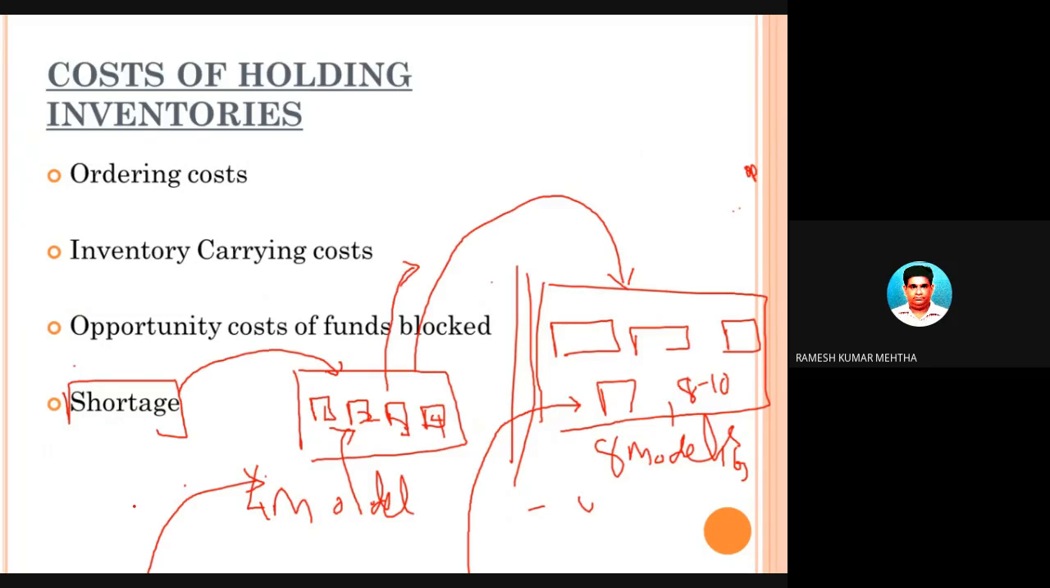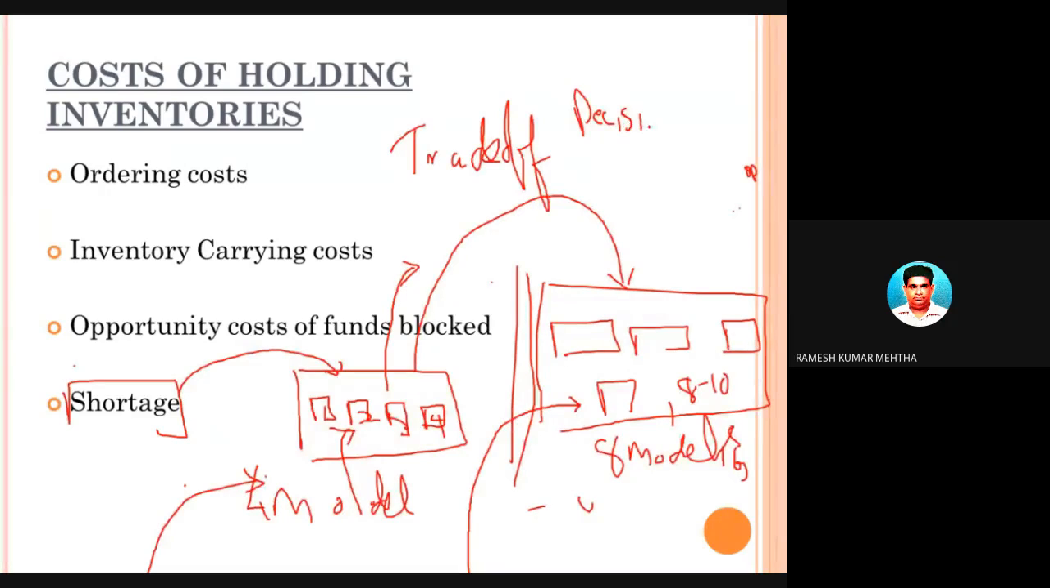So this shortage has an impact on the psychology of the customer, and at the same time you can lose your customer base also. So you have to have a proper trade off. Trade off means ज्यादा रखूंगा तो क्या होगा, कम रखूंगा तो क्या होगा, and you have to take decisions.